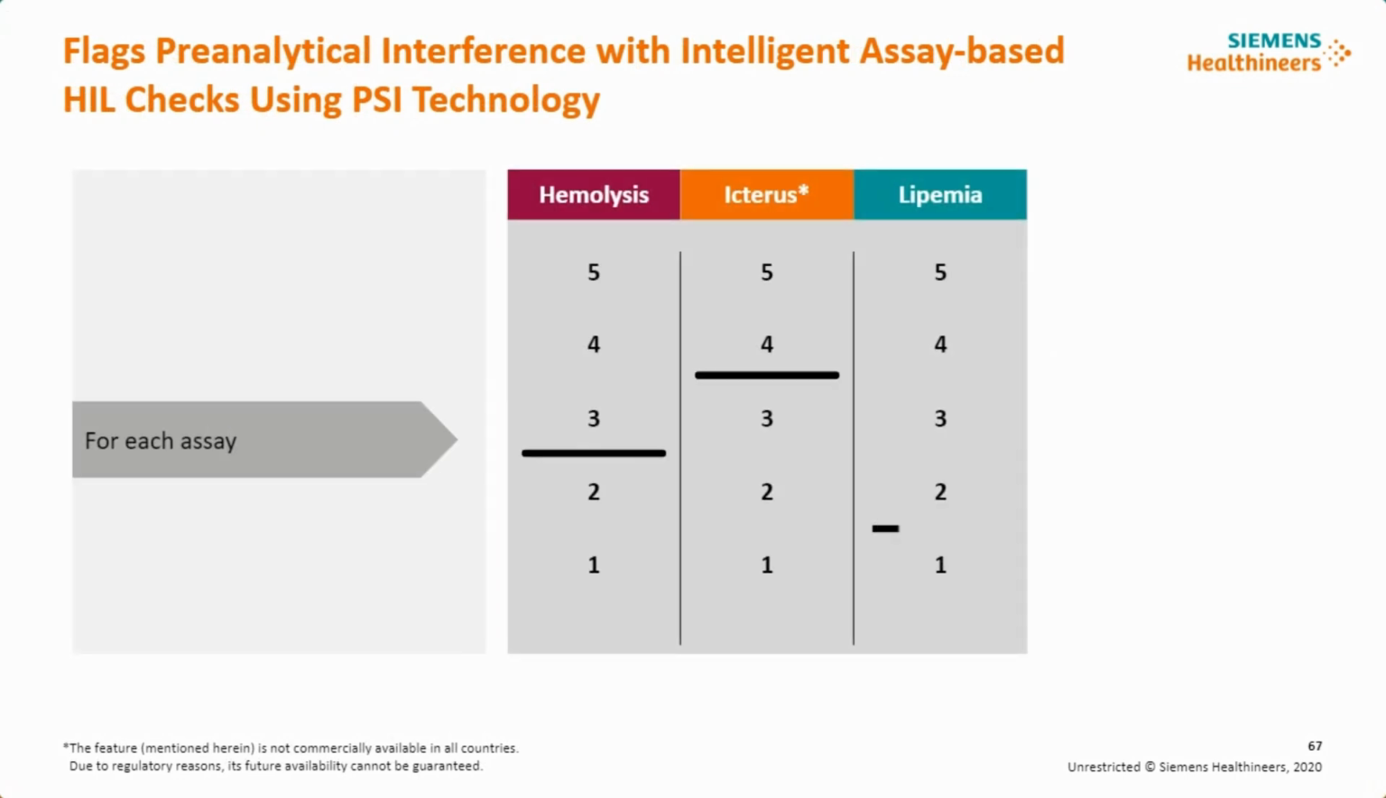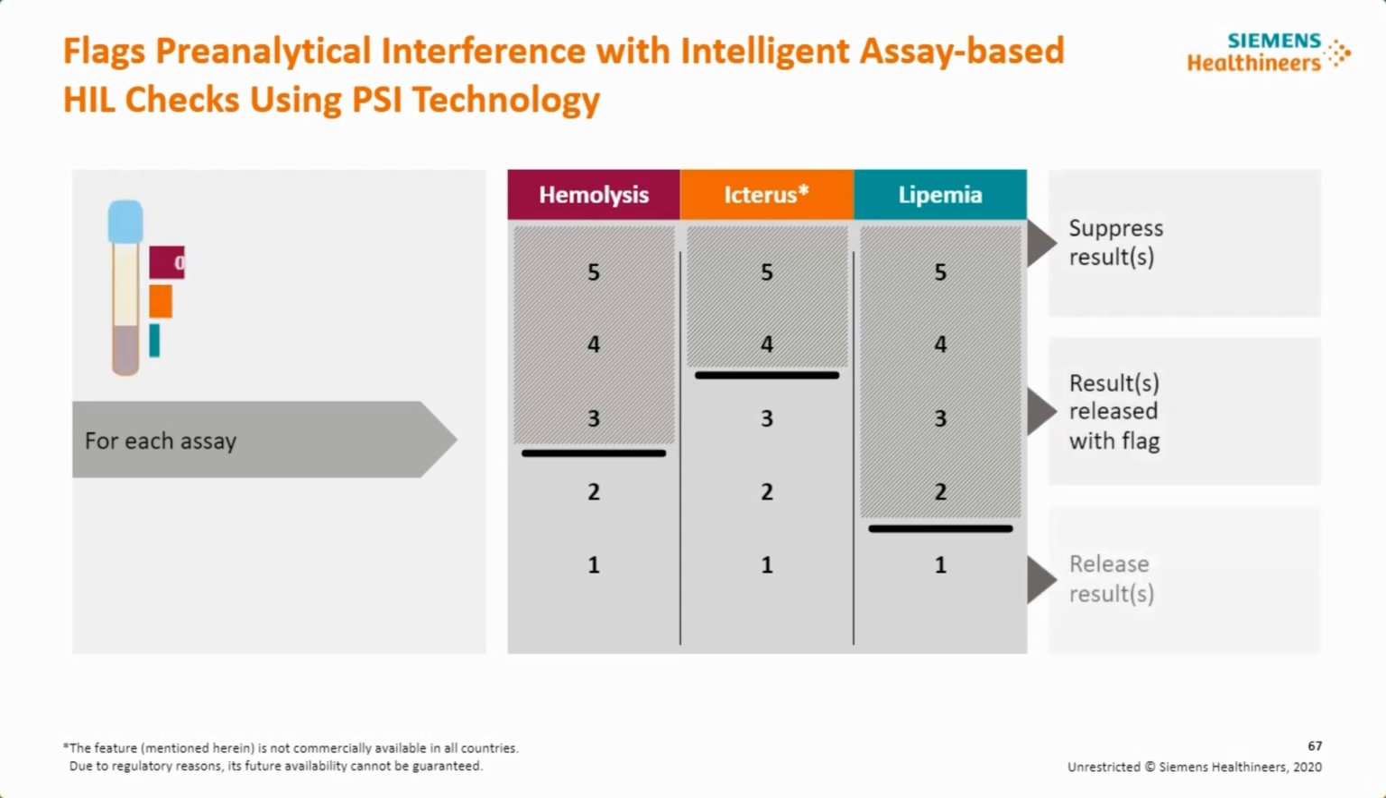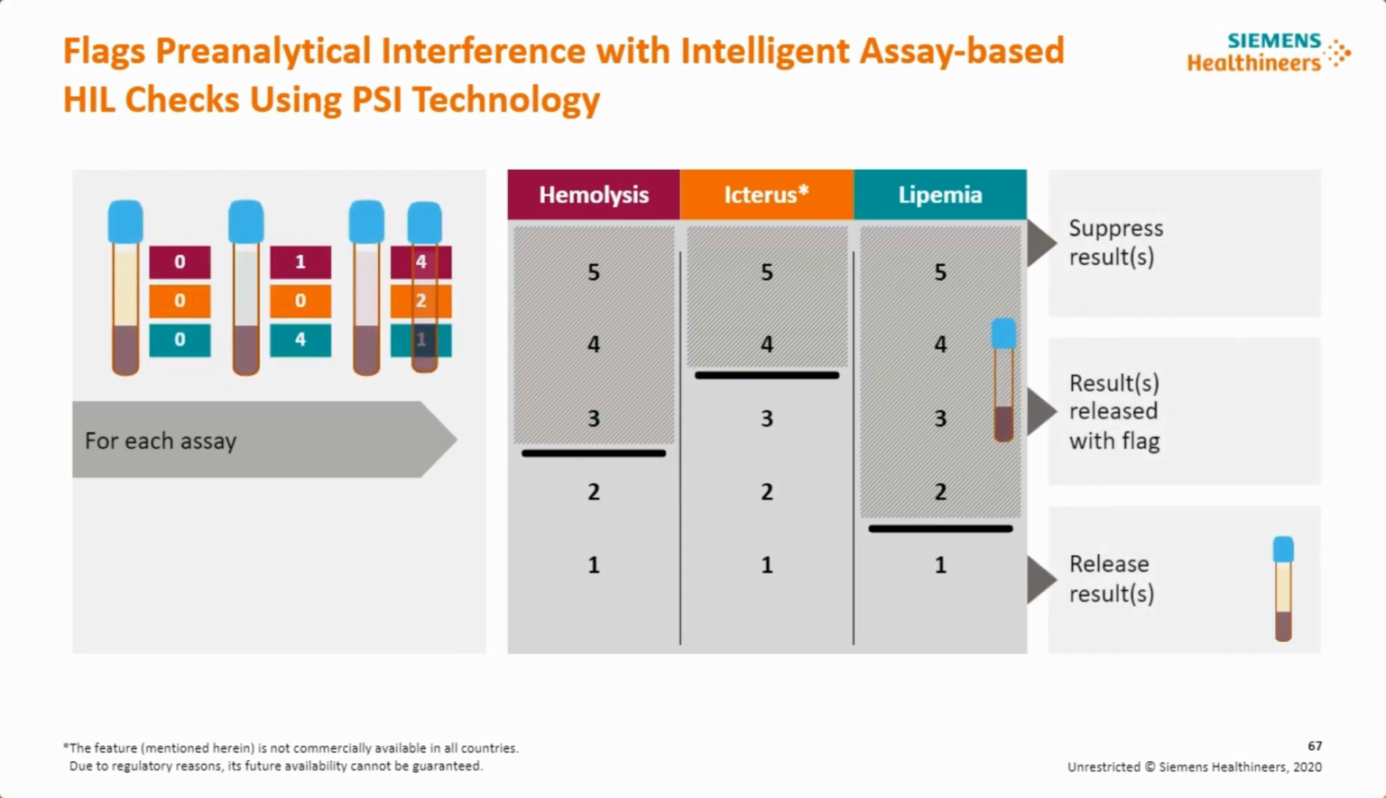Once the results are categorized, each individual assay has its own cutoff value for hemolysis, icterus, and lipemia. Now, depending on what those results are, you could either suppress, release the results with a flag, or release the results because there's no interference. So for example, if there's 0 flags, you'll be okay at releasing the results. If, for example, there's a 4 for hemolysis, a 2 for icterus, and a 1, those results may need to be suppressed because of the hemolysis flag, knowing that some of those assays that were run may be affected due to the high hemolysis index.